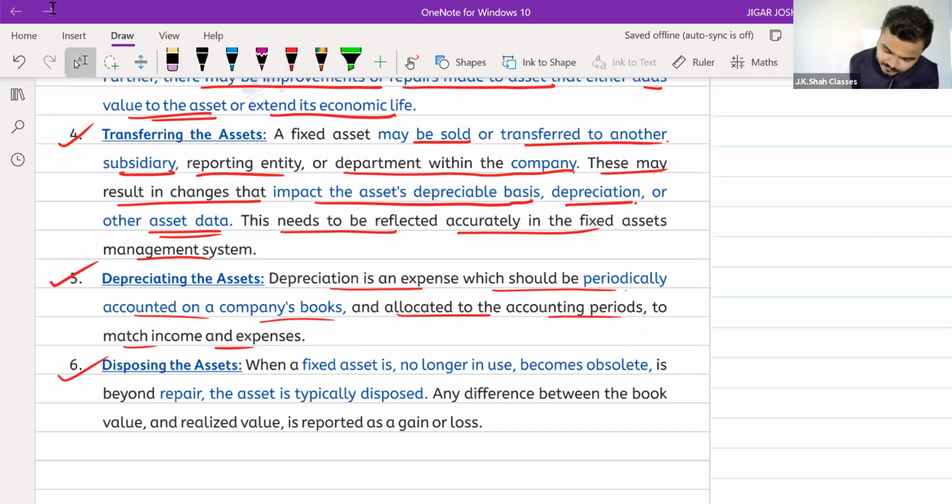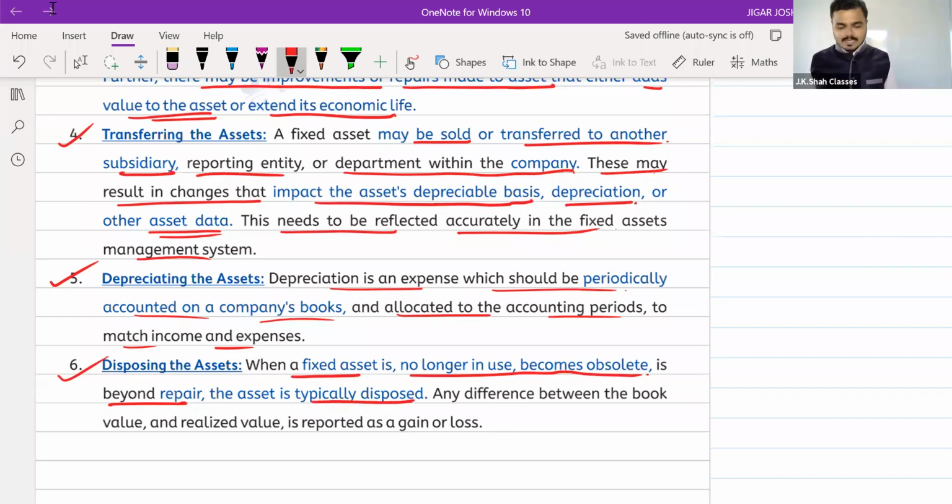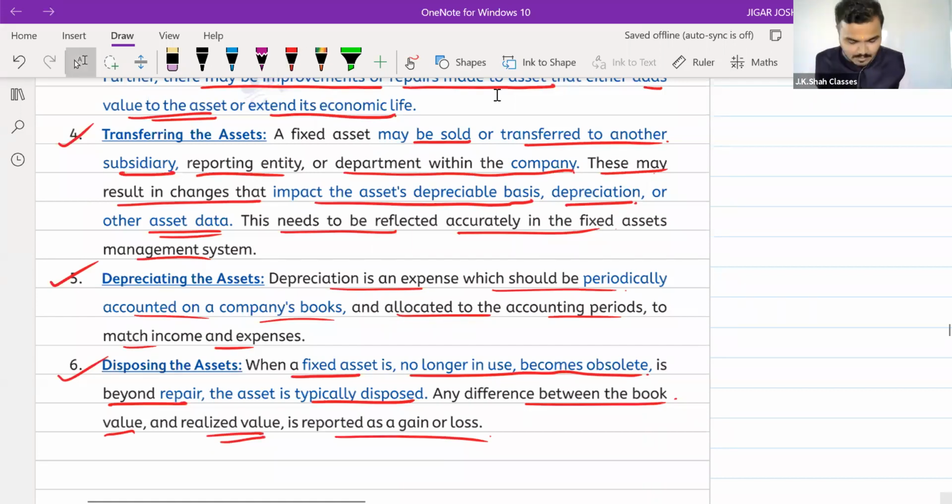See this. When a fixed asset is no longer in use, becomes obsolete, and is beyond repair, the asset is typically disposed of, sold off. Any difference between the book value and realized value is reported as what, my dear charter? Gain or a loss. Agree? 100%, sir. Please refer these three points very quickly, my dear chartered accountant. It's a very important topic. Please refer it perfectly.